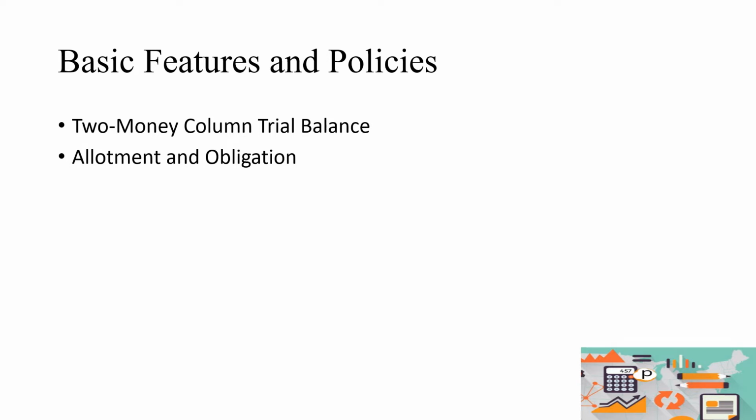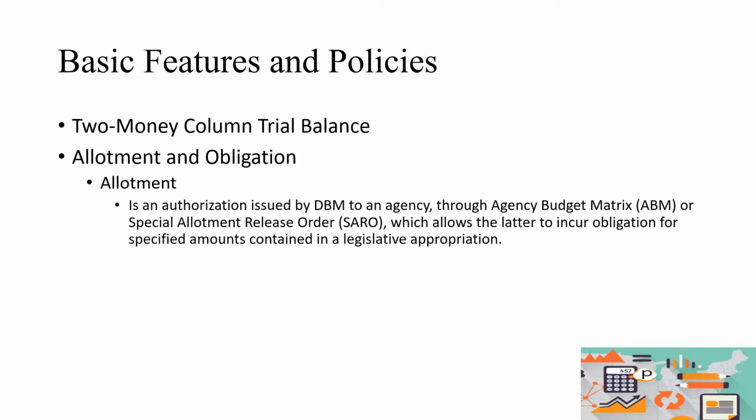So, ano ba yung allotment? Allotment is an authorization issued by the DBM or the Department of Budget and Management to an agency through an agency budget matrix or special allotment release order, which allows the latter to incur obligation for a specified amount contained in a legislative appropriation. So, yung allotment, kung maalala nyo, di ba, in the government, you would normally hear budget hearing.